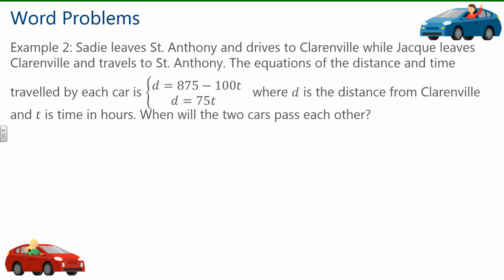Now let's look at example 2. It says Sadie leaves St. Anthony and drives to Clarenville, while Jacques leaves Clarenville and travels to St. Anthony. The equations of the distance and time traveled by each car is given, where d is the distance from Clarenville and t is time in hours. When will the two cars pass each other?